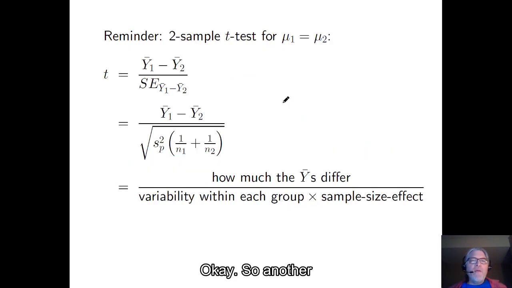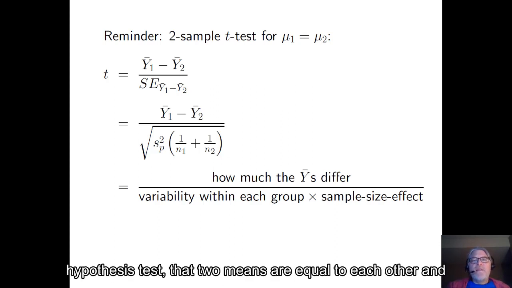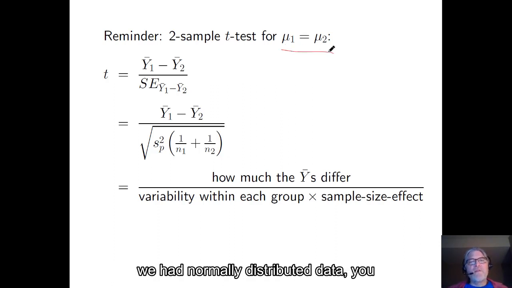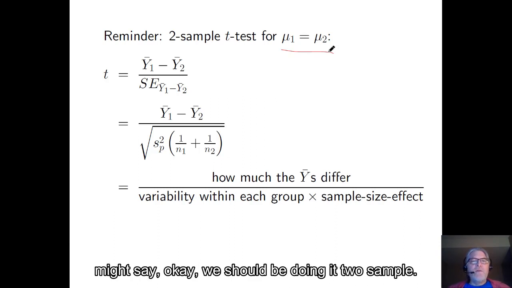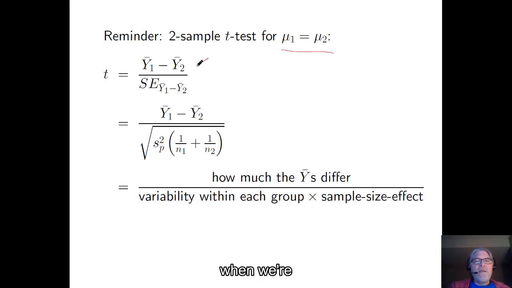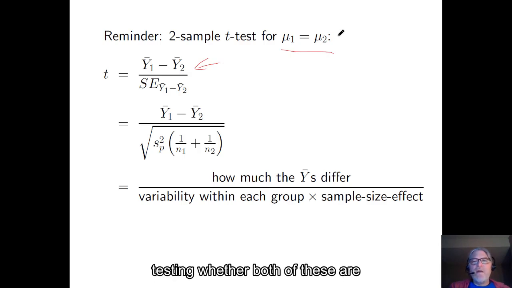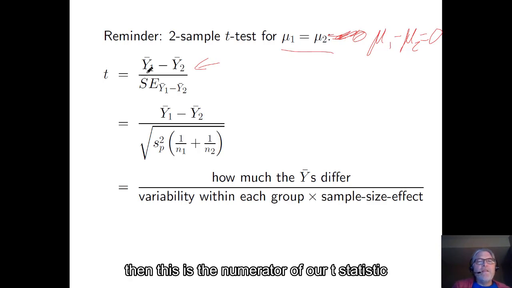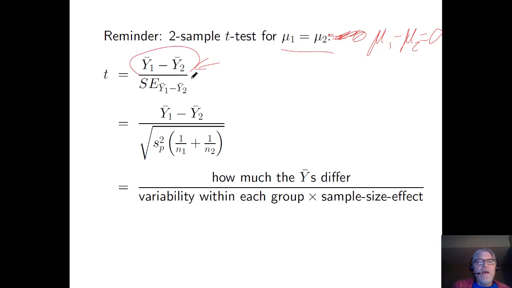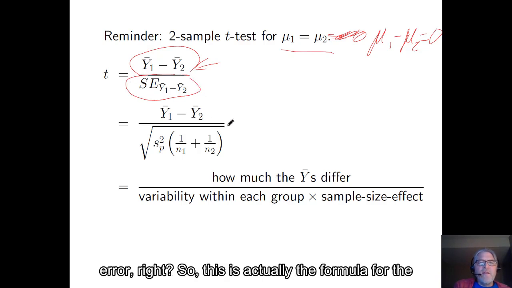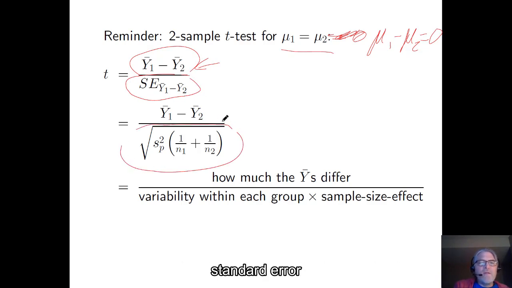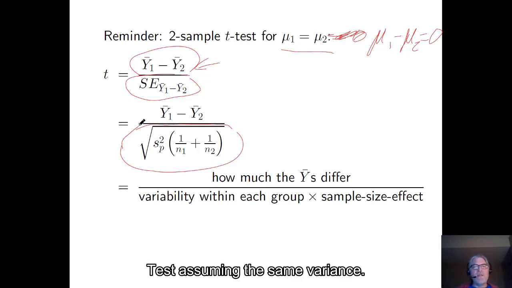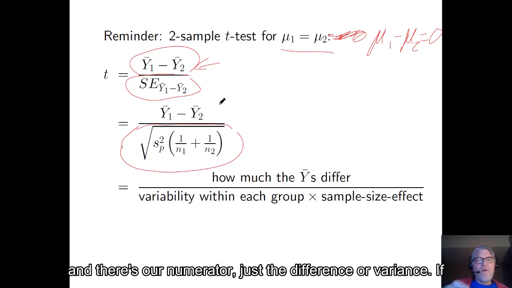Okay, so another reminder, if we were interested in this hypothesis test that two means were equal to each other and we had normally distributed data, you might say, okay, we should be doing a two-sample t-test. How do we do a two-sample t-test? When we're testing whether the difference in one mean and the other is 0, this is the numerator of our t-statistic, and the denominator is the standard error, right? So this is actually the formula for the standard error in our two-sample t-test, assuming the same variance. And there's our numerator, just the difference of means.